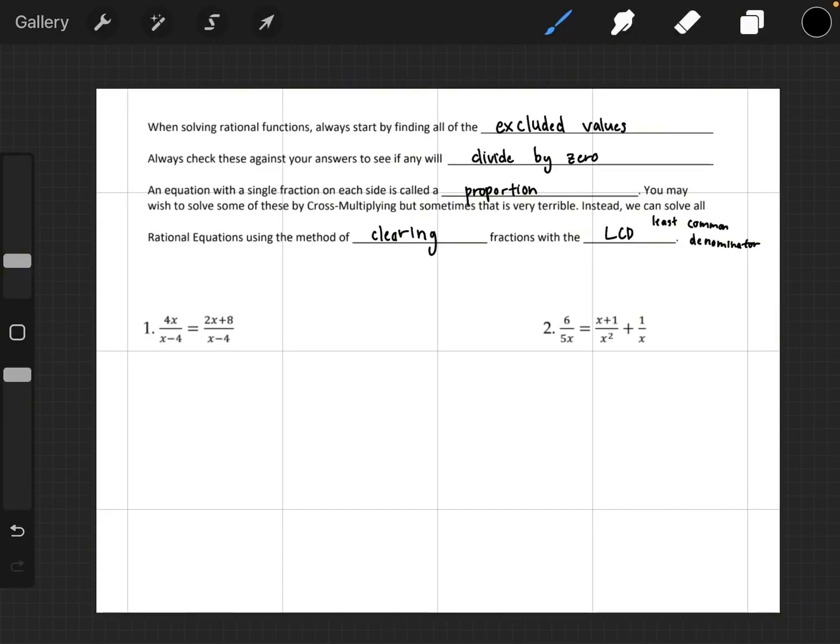This is lesson 3.3, solving rational equations. So when we solve rational equations, we'll always start by finding all of the excluded values first.